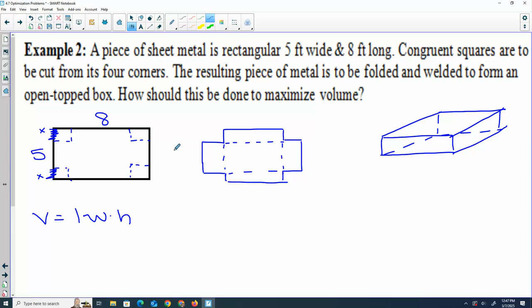Oh, hang on. I lied. Well, but just this side right here. Oh, 2. It was 5, and I took x off the left and x off the right, so I took off 2x. So now that length is 5 minus 2x. Okay, this one, I need 8.